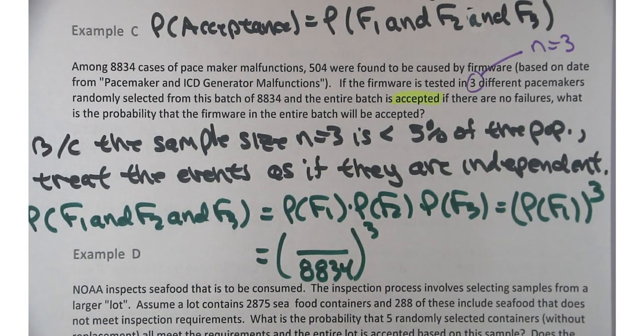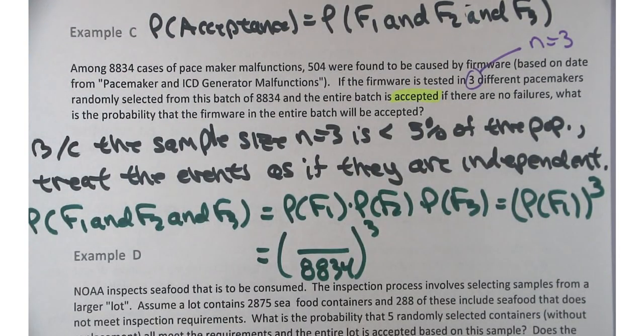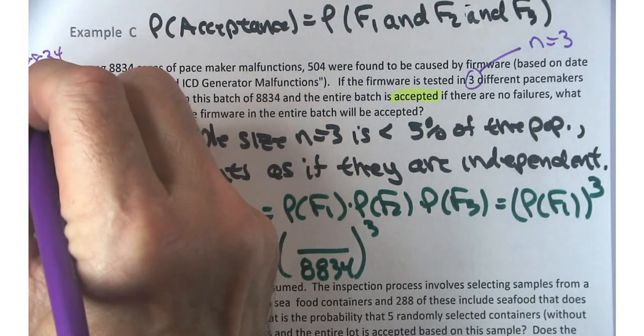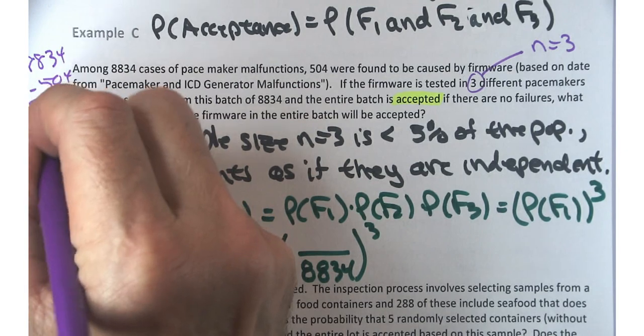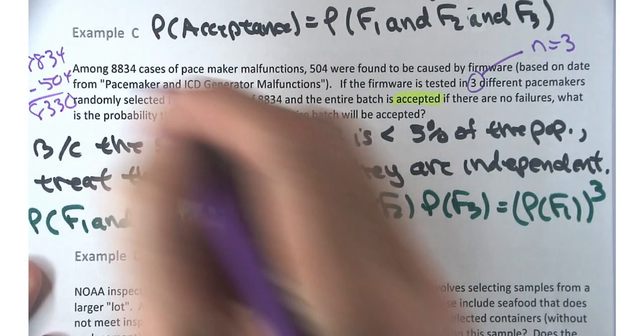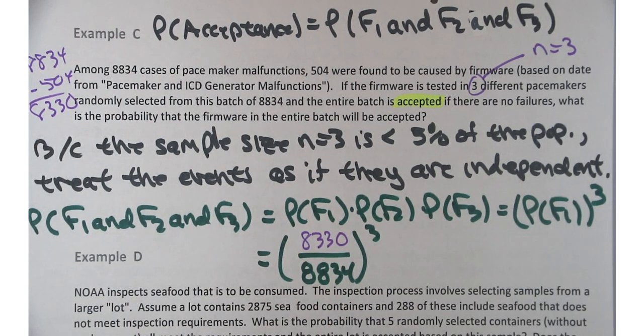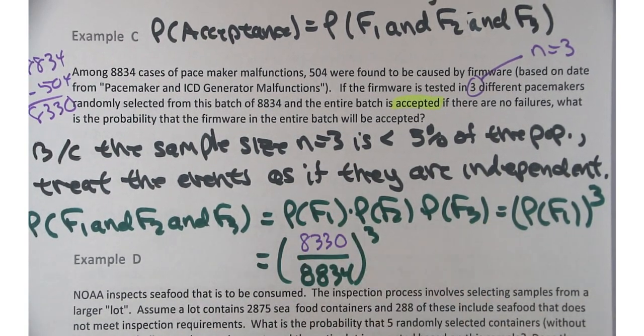What do I have to do to get the numerator? Subtract off 504. Yeah, you got to subtract off the 504. So if you do that over here, 8834 minus 504 is going to give me 8330. And we're going to get that a total of 3 times, so we're going to end up cubing it.